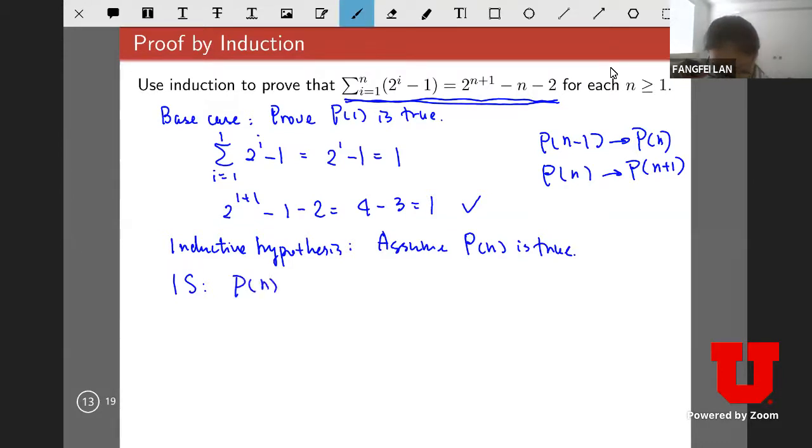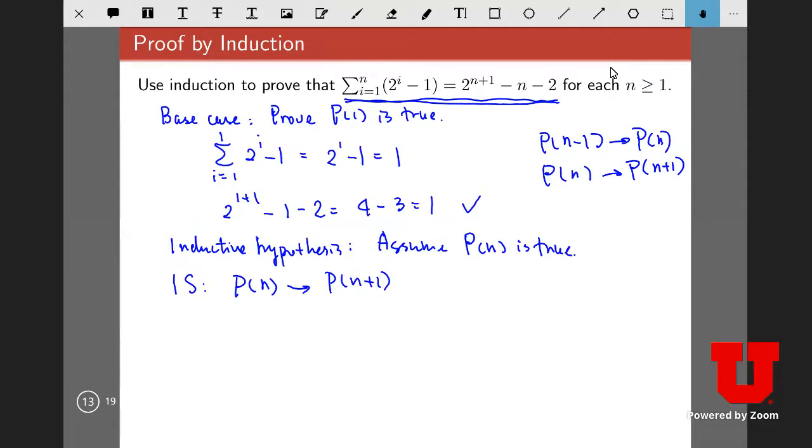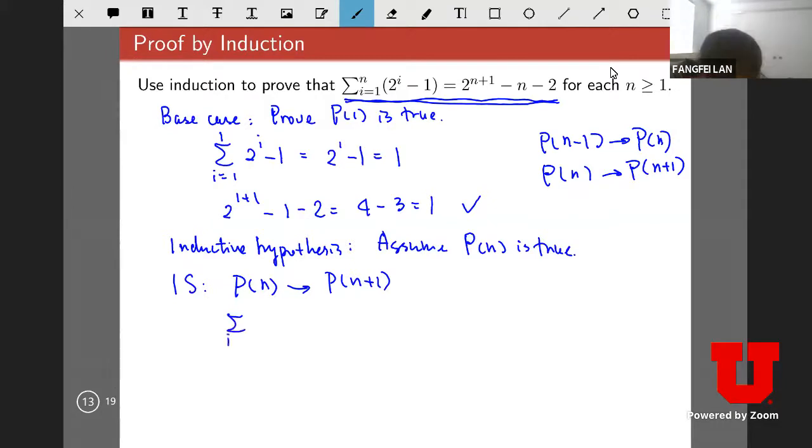So the inductive step here would be, since we assume that Pn is true, we're going to prove that Pn plus 1 is true. So what do we do now? Write down the formula on the left-hand side and put in n plus 1, right? Yep, exactly. So we have the sum of i from 1 to n plus 1 of 2 to the i minus 1. We should probably write parentheses to be clear.